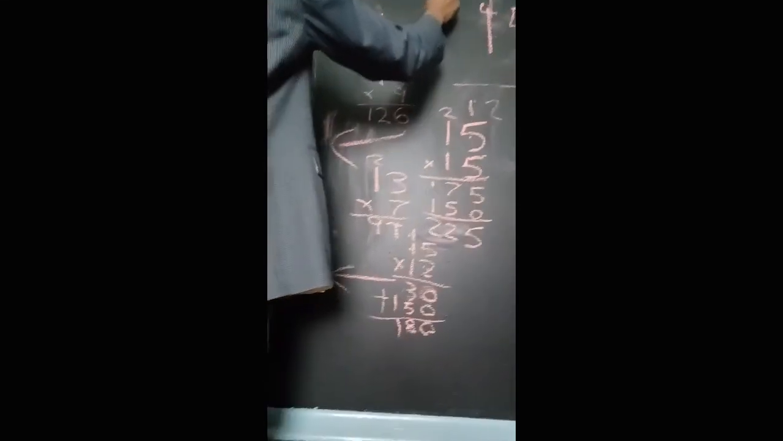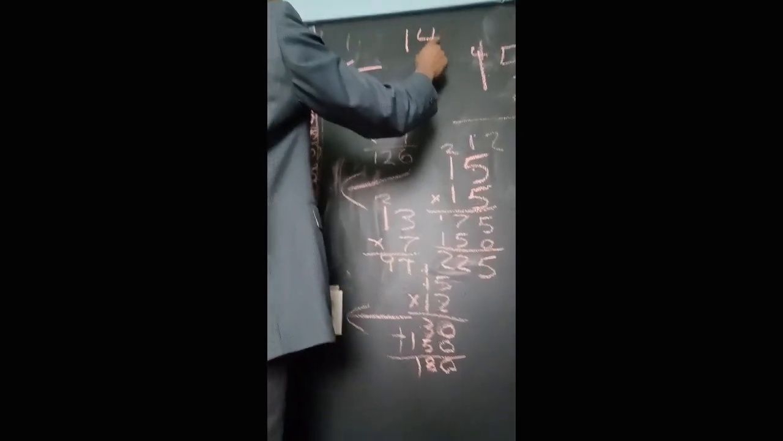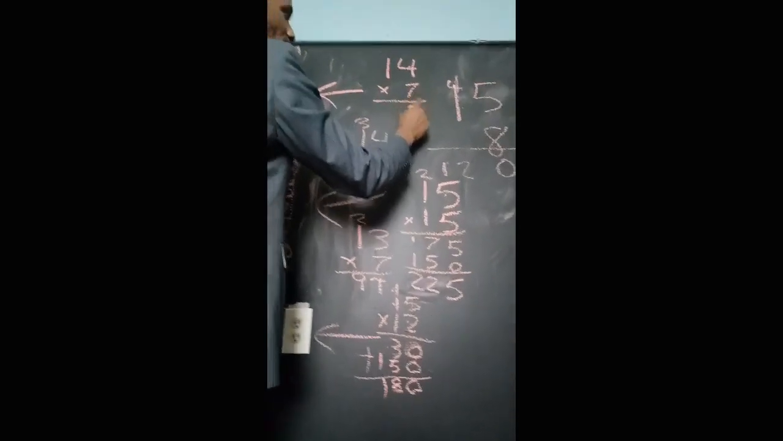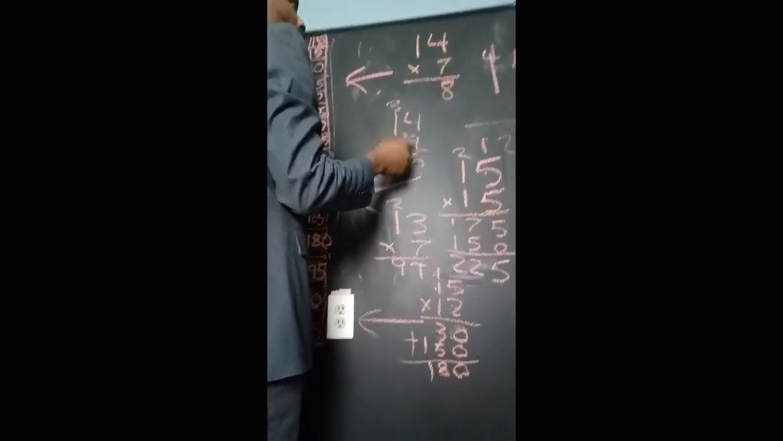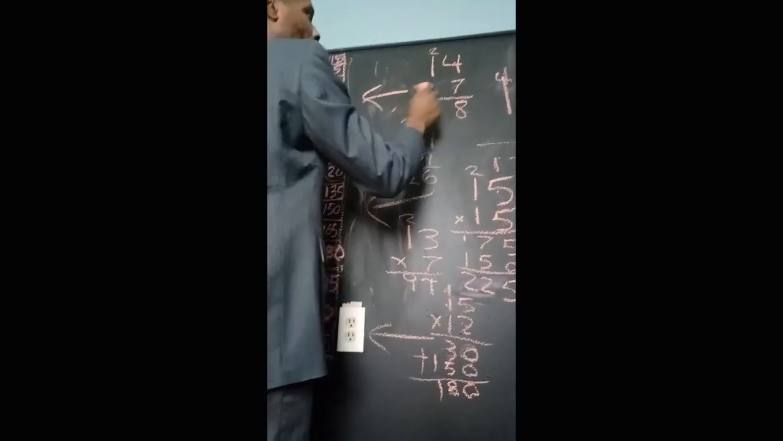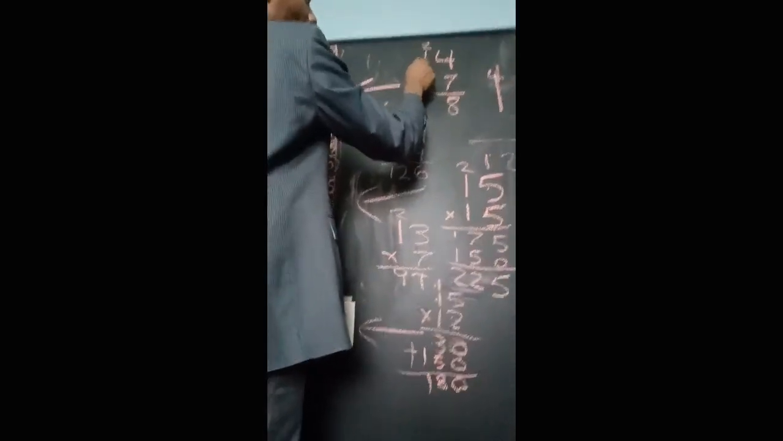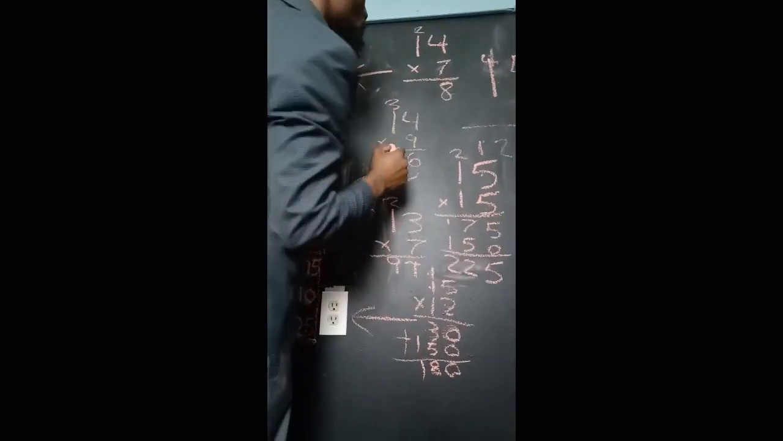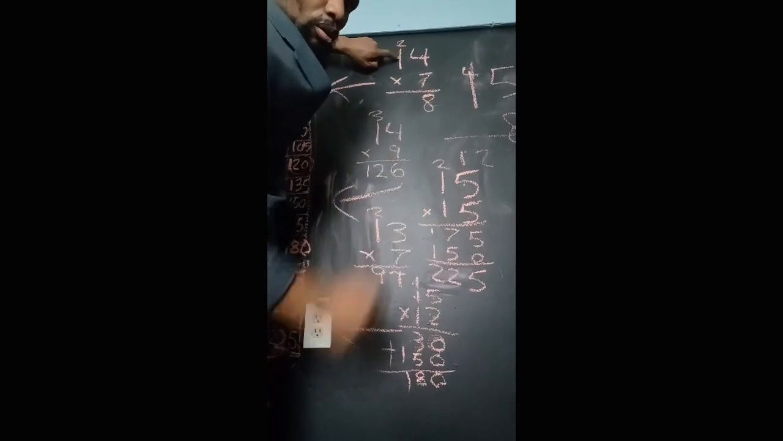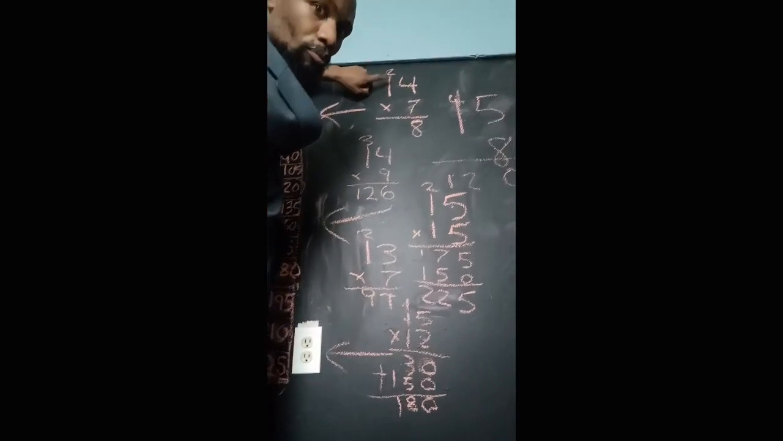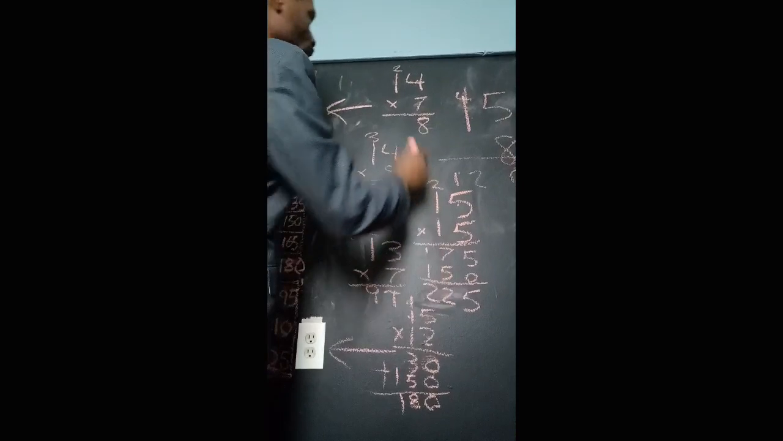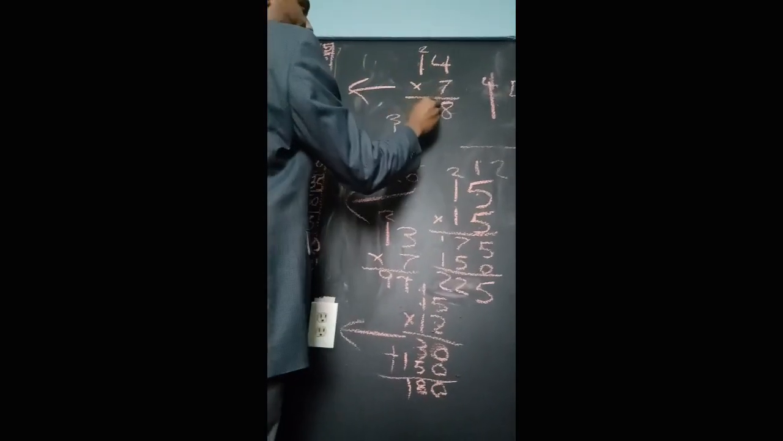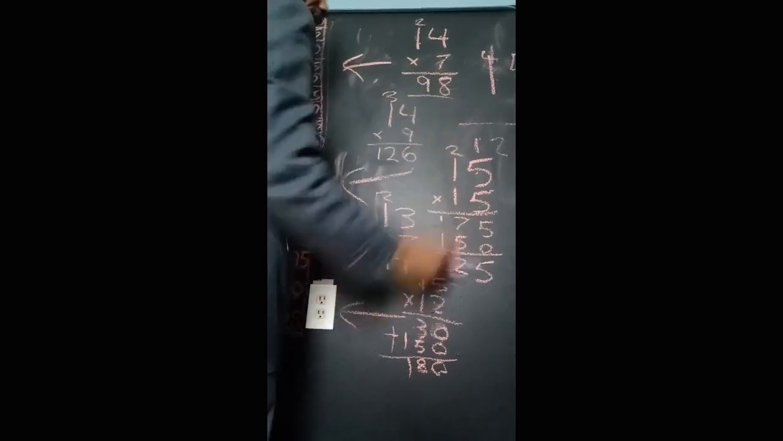4 times 7 is 28. Put the 8 here in the 1's place. Carry the 2. 7 times... remember what I said? You don't want to put the 2 here. You want to put it up here. Why? Because we still have more to go. So 7 times 1 equals 7 plus 2 equals 9. 98.